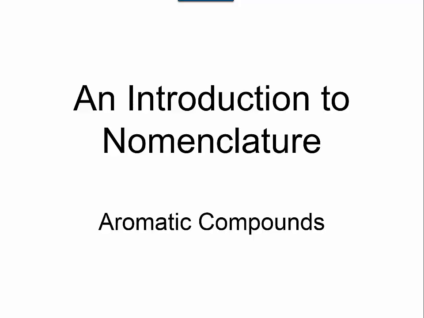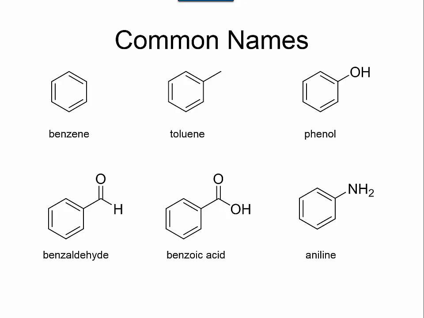Today I'd like to introduce the nomenclature of aromatic compounds. To be able to successfully name aromatic compounds, it will be important to recognize some of the common names that are IUPAC approved. Benzene is the parent compound of the aromatic compounds. Toluene has one methyl group attached to the benzene. Phenol has one OH. Benzaldehyde has an aldehyde attached to the ring. Benzoic acid, a carboxylic acid. And aniline has an NH2 group attached to the ring.